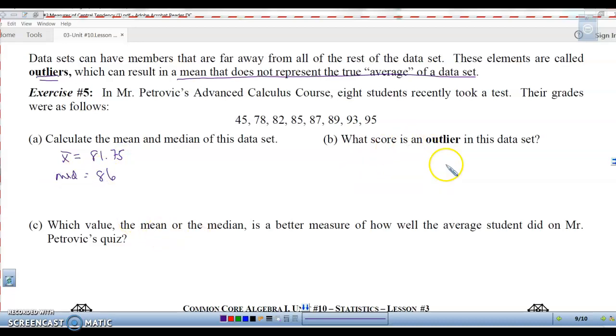So what score is an outlier in this data set? Which one kind of jumps out at you? Well, it'll probably be the 45. So that's the outlier. So which one is better for the average student? It would have to be the median, because the mean is affected by this outlier.